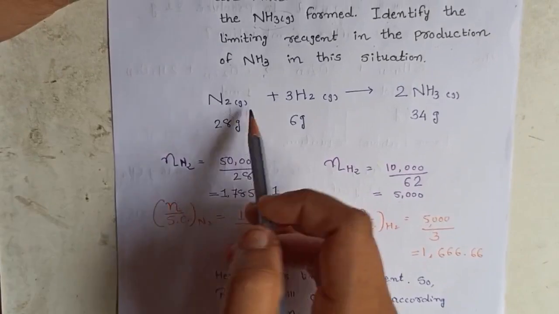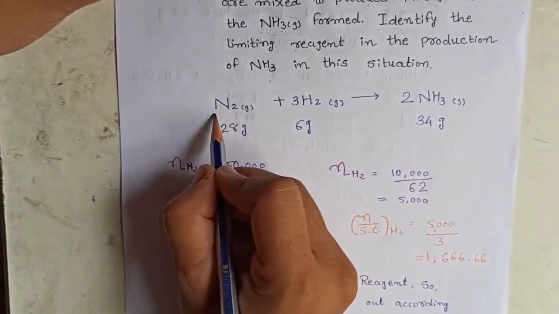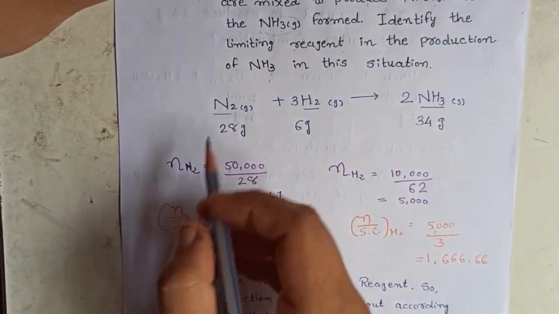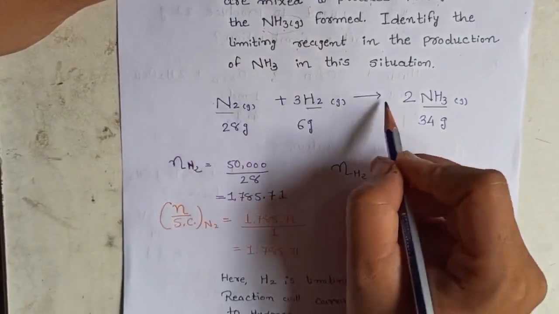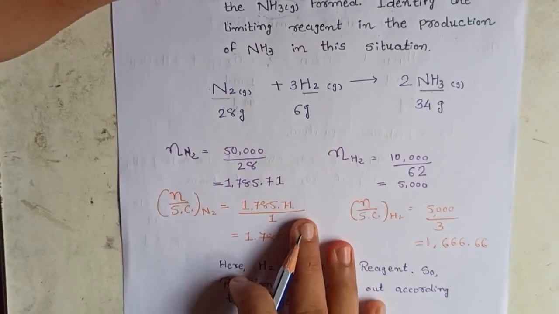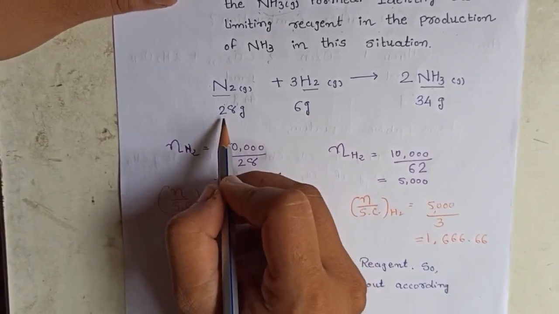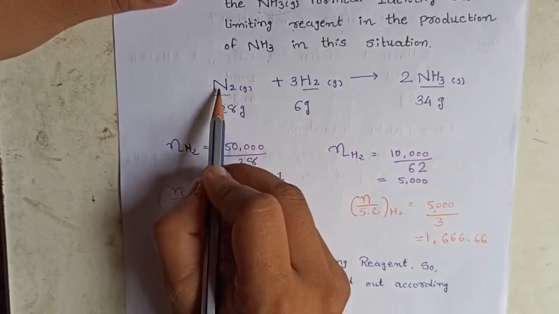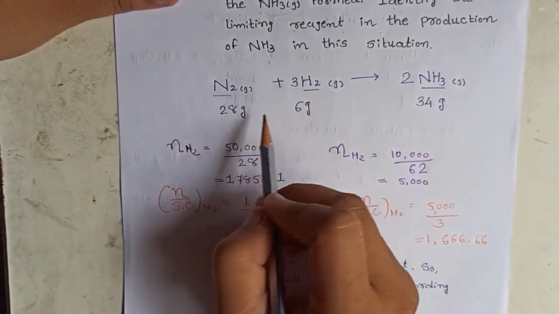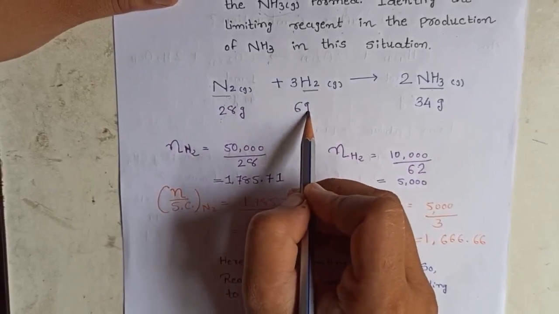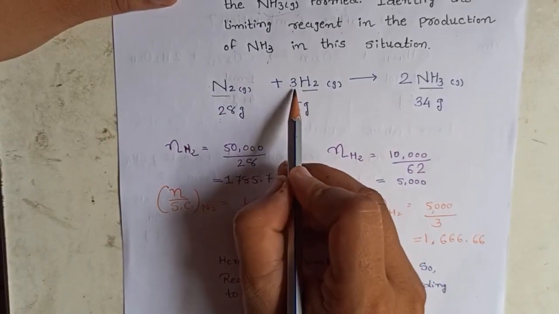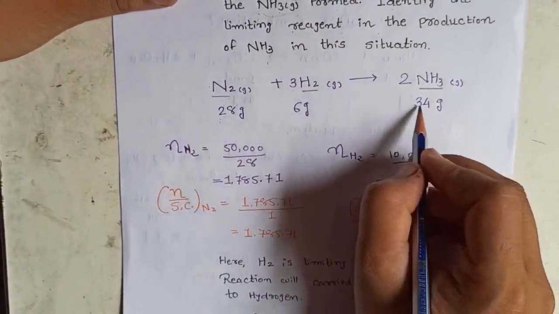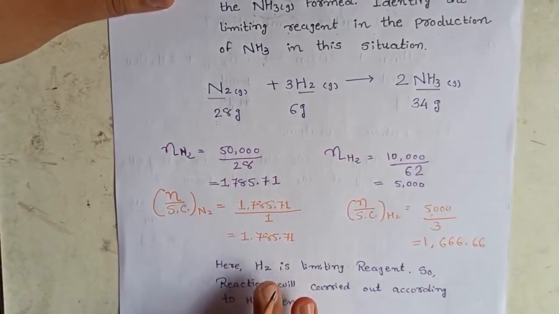For this question, we can write the equation: N2 plus H2 produces NH3. Balance the reaction, so you will get N2 plus 3H2 gives 2NH3, right? For this reaction, we can say that 28 gram of nitrogen, because the atomic mass of nitrogen is 14, so 14 times 2 is 28, reacts with 6 gram of hydrogen, atomic mass of hydrogen is 1. Here 6 hydrogen atoms are present, so 6 gram of hydrogen will produce 34 gram of ammonia, right?